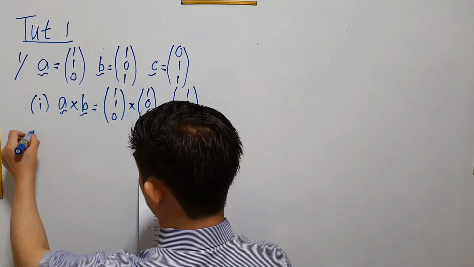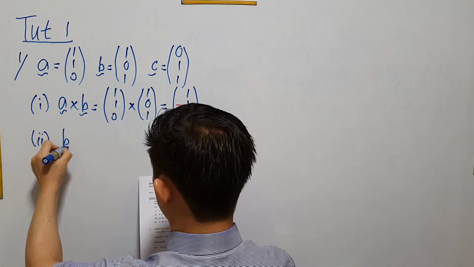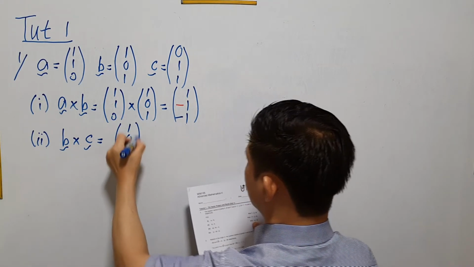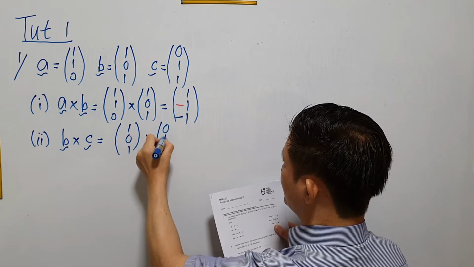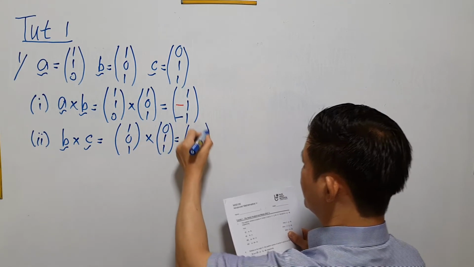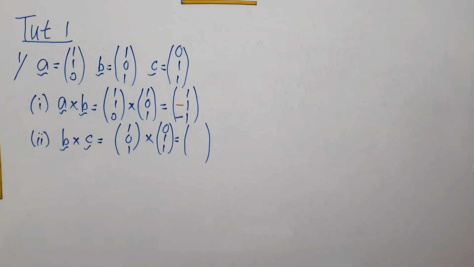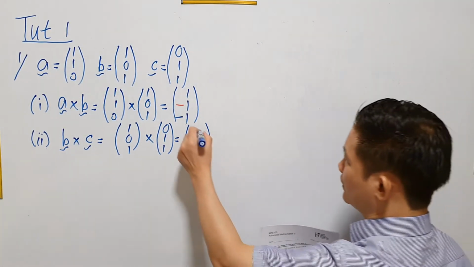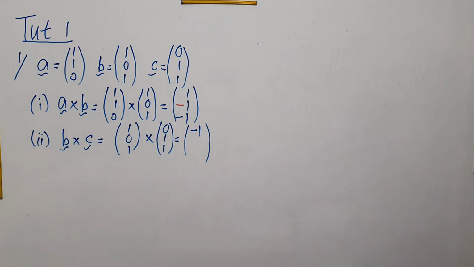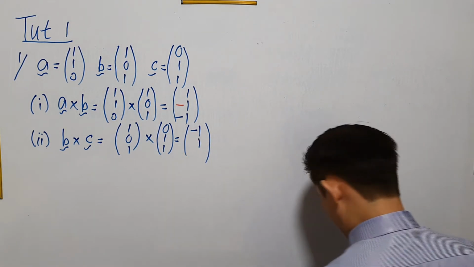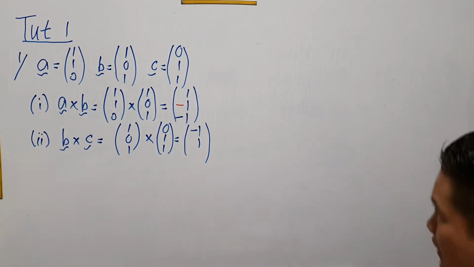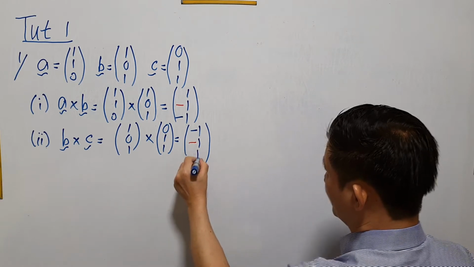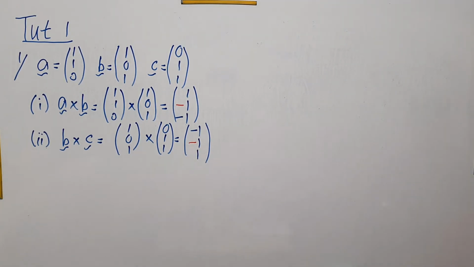Then part 2, B cross C. So you have 1, 0, 1 cross with 0, 1, 1. Okay, again you cover the first row. You get 0 minus 1. Cover the second row, you get 1 minus 0. But I told you, we know it already. By now you're very familiar. The middle row needs an extra minus. And then cover the third row, you get 1. So you get minus 1, 1.